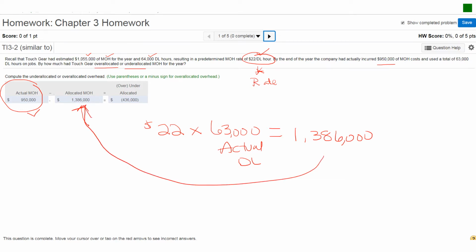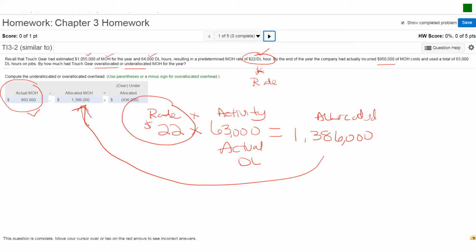So you compare that to the actual, and notice in this case you're comparing actual to what you allocated. You're actually over allocated by the difference. So the over allocation is going to be 436,000, and they want you to use parentheses in there to indicate over allocated, and that's basically how you solve it. So again, rate, which is the $22 per direct labor hour, times the activity, which they gave you, gives you your allocated overhead.